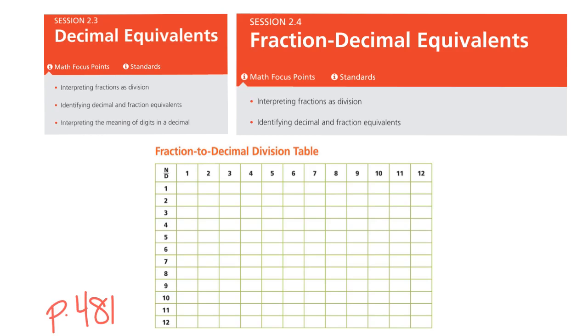So if you can open up to page 481 of your workbooks, because we're going to be doing a part of this together, and then we're going to talk about some patterns you might notice. So please take out your workbooks, and I'll give you a minute to do so.